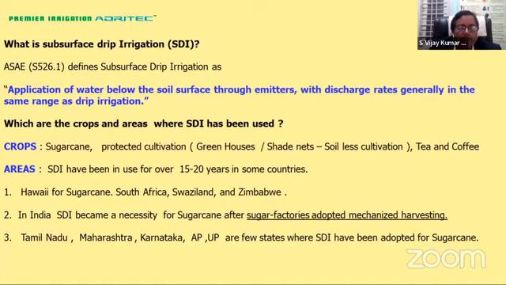In India in particular, it became a necessity, particularly in sugar factories that started adopting mechanized harvesting. When the tractor harvests the sugarcane, if the drip line is left on the surface, it could get damaged. So because of mechanized harvesting, the sugar factories wanted the drip irrigation line to go below the surface. Particularly in Tamil Nadu, Maharashtra, Karnataka, and Andhra Pradesh, and also UP, many states have started adopting subsurface drip irrigation.